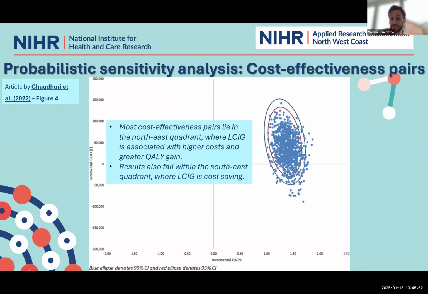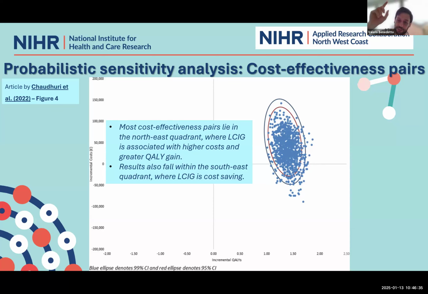So the base case analysis for this article, the advanced Parkinson's disease article, was saying that we were lying in the northeast quadrant, so the intervention was more effective but more expensive. And the probabilistic sensitivity analysis seems to say the same thing, like most of the cost effectiveness pairs are in the northeast quadrant, but there is also a non-negligible quantity of cost effectiveness pairs which lie in the southeast quadrant. And the proportion of pairs which lie below the horizontal axis will give you the probability of the intervention being cost effective when our willingness to pay is 0.